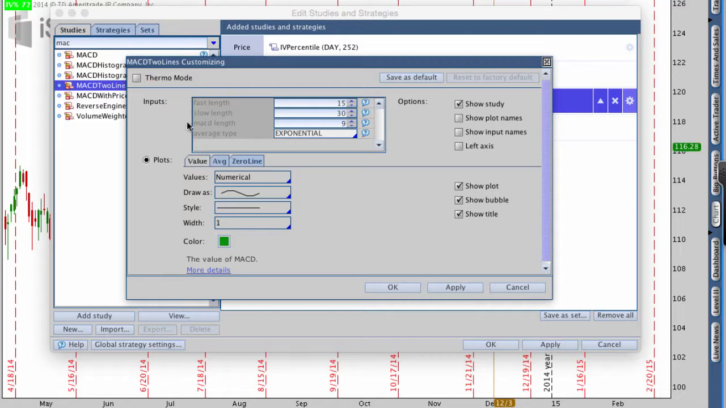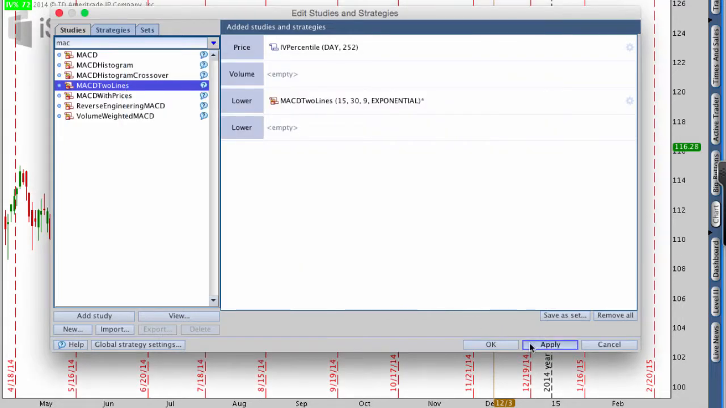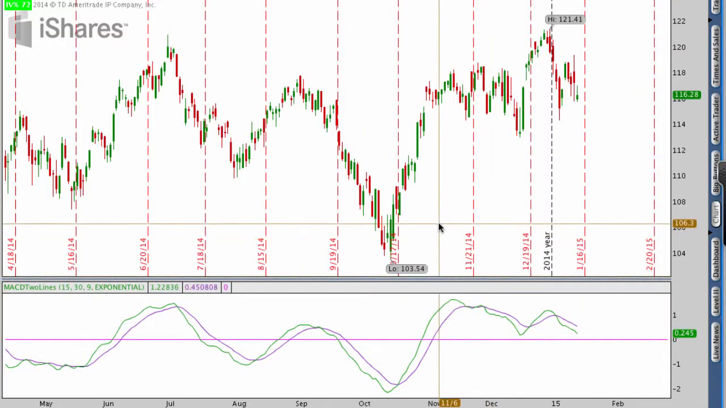And so once we actually put those on our charts, you see all I do is hit apply and go here and hit apply. And you can see that now MACD is on the bottom side of our screen.